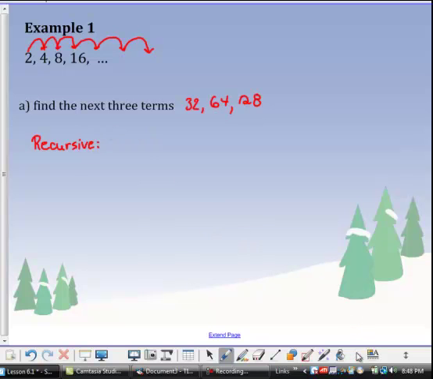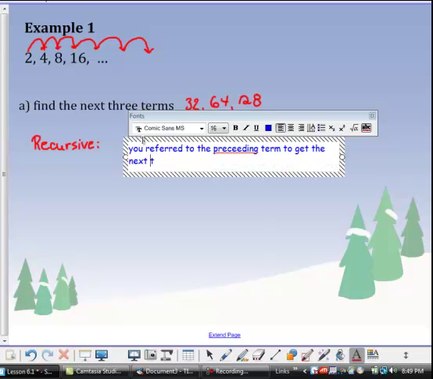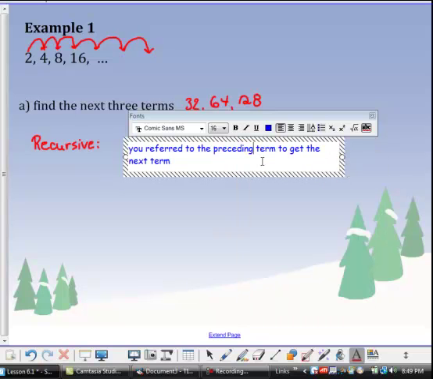Right? You looked at the term before, you referred to the preceding term, to get the next term. And actually, I spelled preceding wrong. Love spell check.